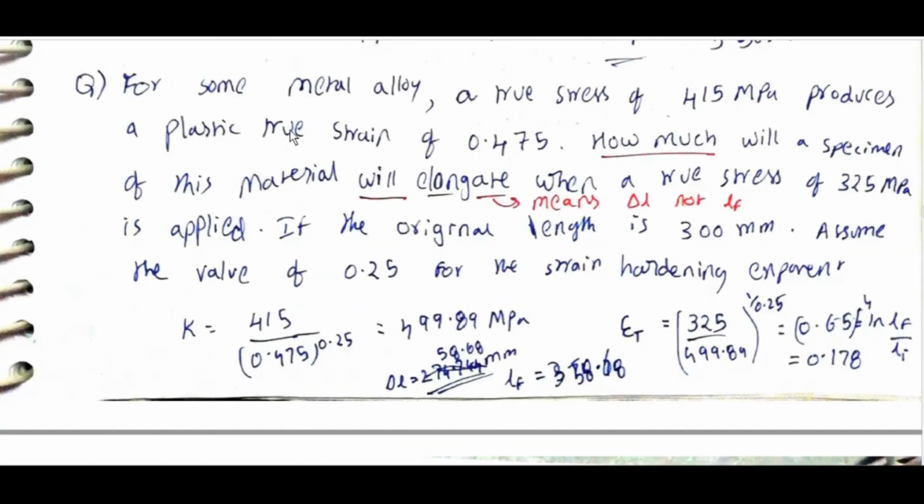For some metal alloy, a true stress of 415 megapascal produces a plastic strain of 0.475. How much will a specimen of this material elongate, that is delta L, not lf? N is equal to 0.25. Original length is 300 mm. K is equal to sigma by epsilon whole power n. We will get K.